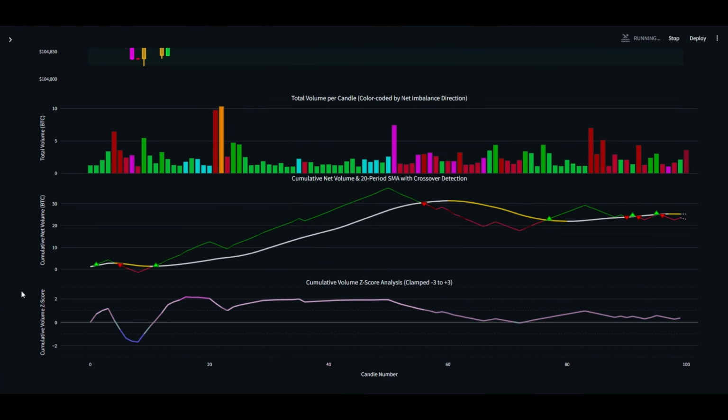The second panel shows total volume per candle, color-coded by direction and significance type. Notice how P1 high-volume candles stand out with their distinctive bright coloring. These represent the largest institutional commitments.